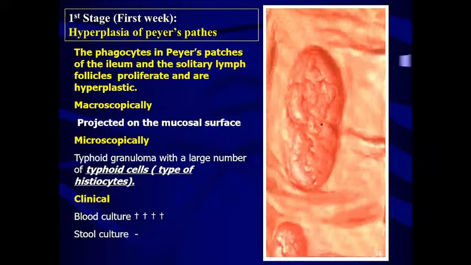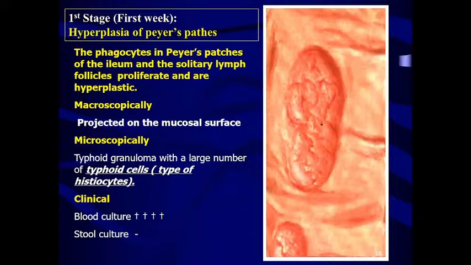Usually the phagocytes in the Peyer's patches of the ileum and the solitary lymphoid follicles proliferate and are hyperplastic. So these are the phagocytes within there, the histiocytes. At macroscopy, at gross, all you see is projection of the Peyer's patches on the mucosal surface. Usually the mucosa is flat, but now you have well-delineated projection on the surface. Microscopically, typhoid granuloma with a large number of typhoid cells, which are a type of histiocyte. You're going to see them.